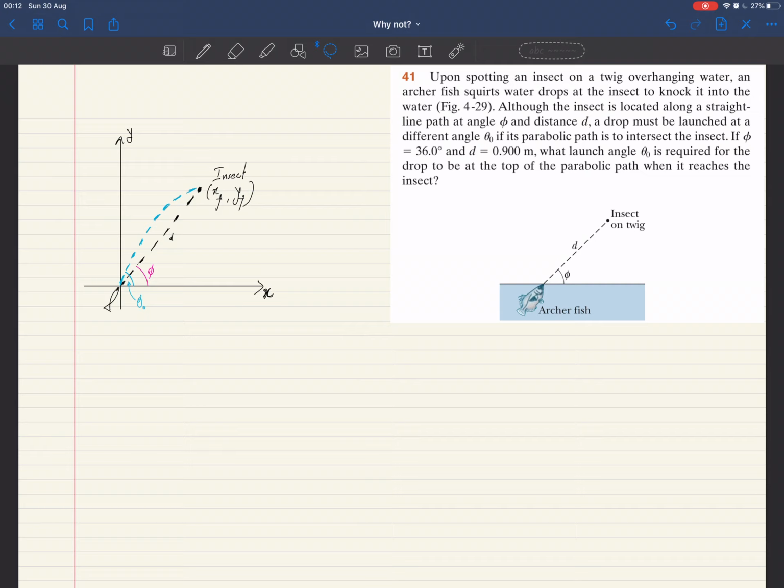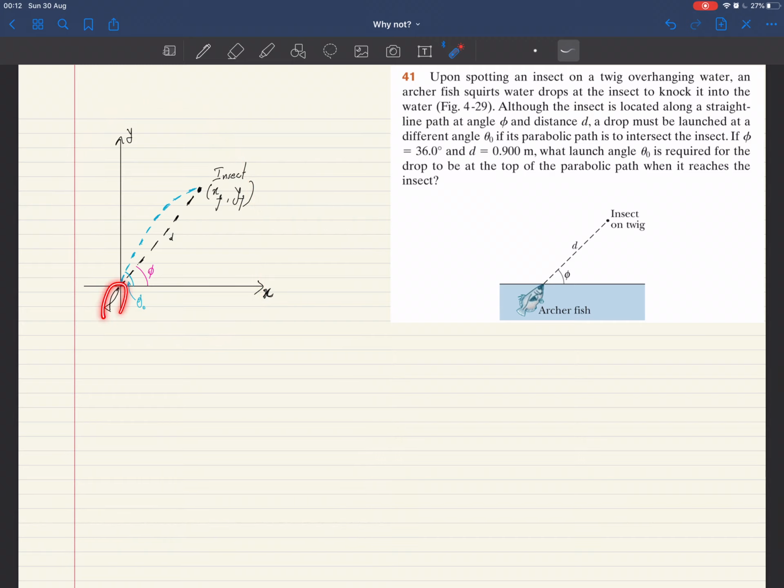When the fish looks at the insect with direct line of sight, it finds that the insect is located at a distance of 0.9 meters away at an angle of inclination of 36 degrees. Sorry, degrees, not Celsius. So that's the angle of inclination that the fish must maintain in order to keep the insect in sight. So over here I have captured this now with a bit of input.